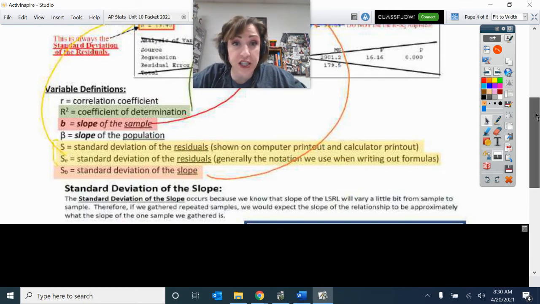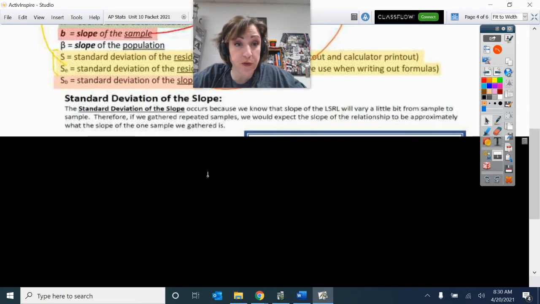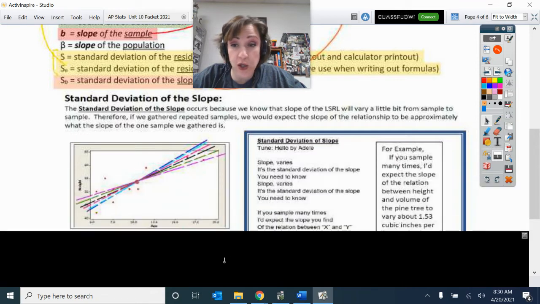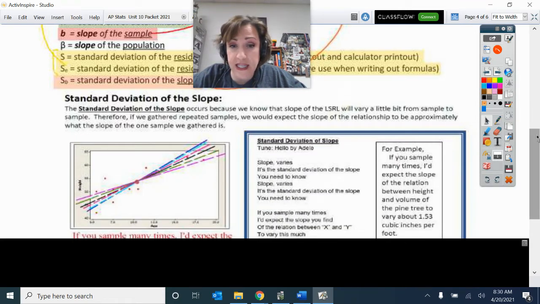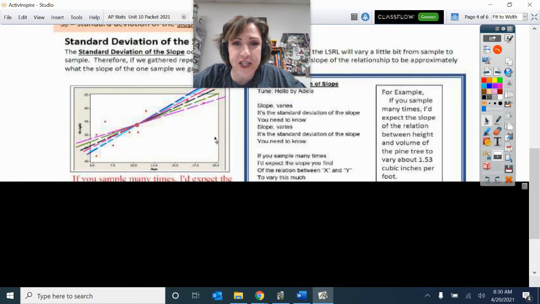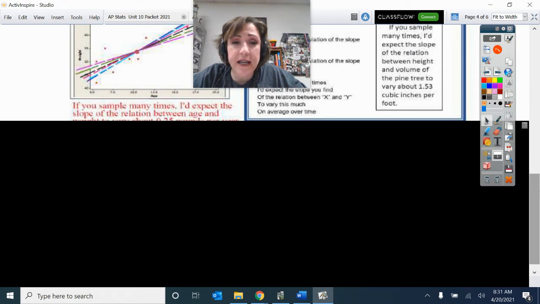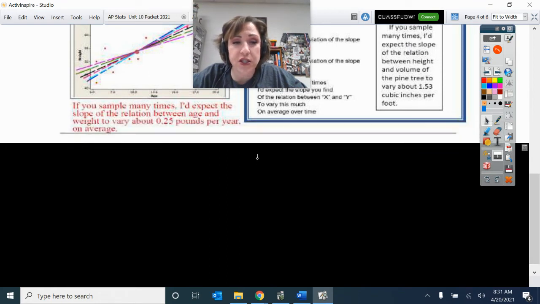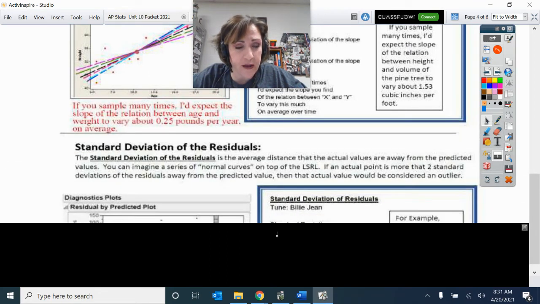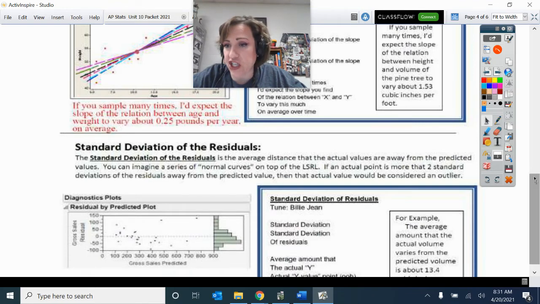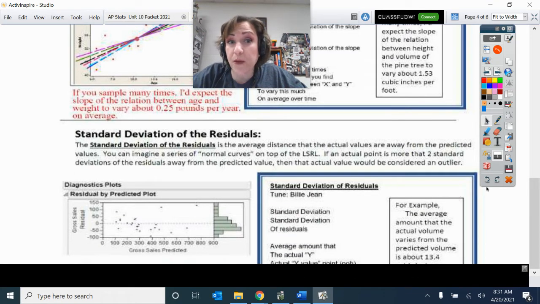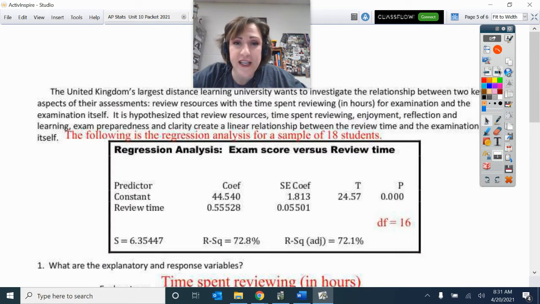Remember, we've already talked about this when we did our linear regression review: the standard deviation of the slope is, if you sample many times, how much you'd expect the slope to vary on average over time. And then we have the standard deviation of the residuals. So you're going to practice these. I'll continue to practice these.